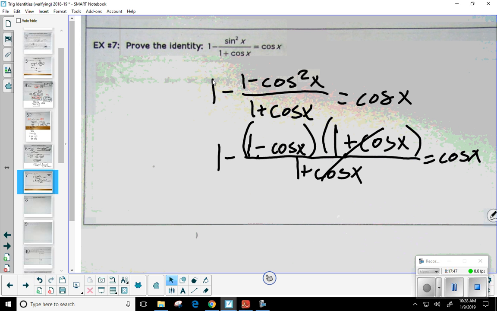So that would be 1 minus 1 plus cosine of x. There you go. Then the ones will cancel. Cosine equals cosine. And we have shown the left equals the right.